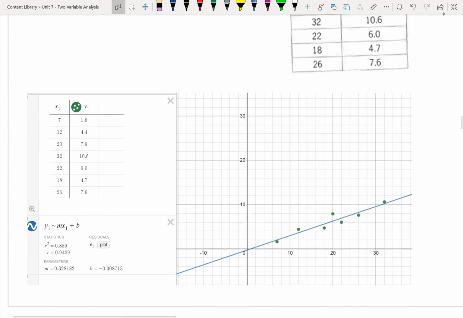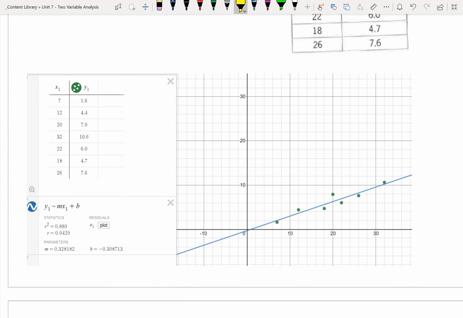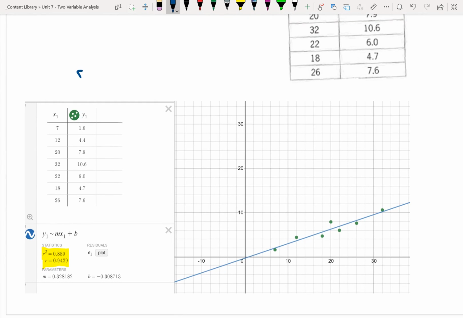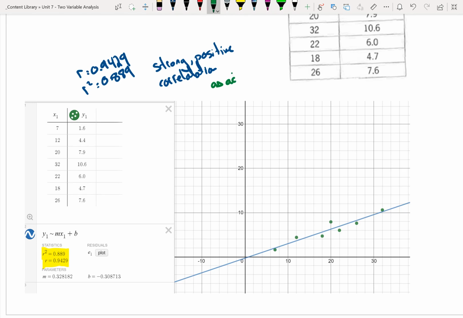a good linear model? So looking specifically at our r value and our r squared value, because our r value is equal to 0.9429 and our r squared is equal to 0.889, we can say that this is a strong positive correlation, and we can say that as advertising increases, ring sales also increases.